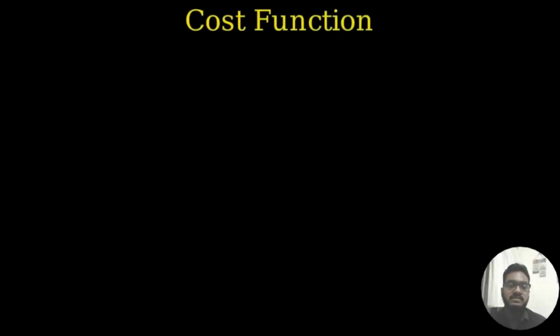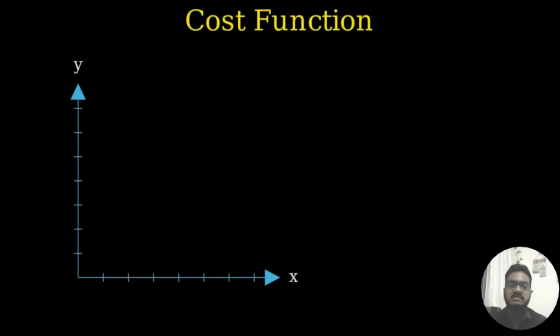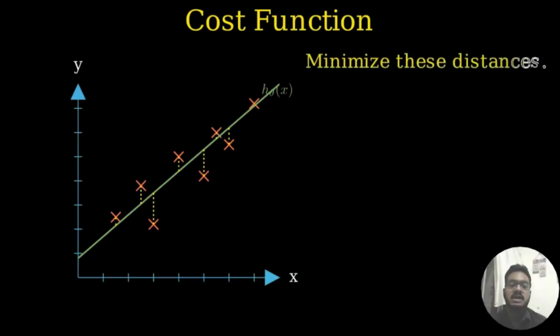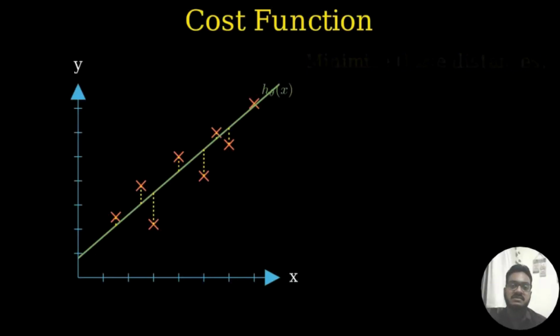Now, to find the best fit line through the given data, our first guess is usually wrong. See these scattered data points, and this is our line which we are trying to find out, denoted by h theta of x. Now see this vertical line. These are the distances between the actual points, which are the crosses, and the predicted points, which lie on this green line. Our aim is to minimize these distances.